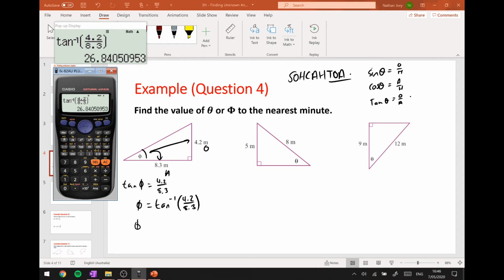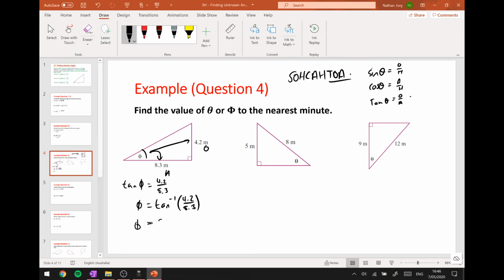Close off the bracket and we get 26.84. But we want the nearest degree, so it's going to be 26 degrees and 50 minutes. So 26 degrees and 50 minutes. Okay, number 2. So here's my angle in here.